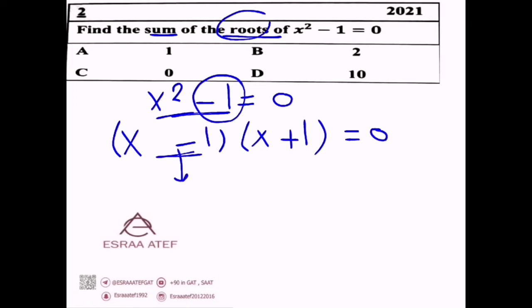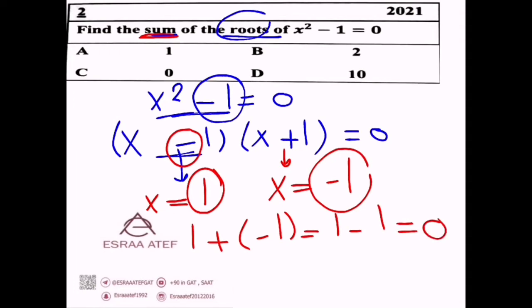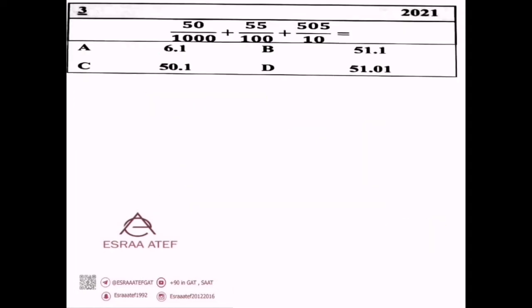Now we can solve each one. x minus 1 equals 0, which means x equals 1, we opposite the signs. And here x plus 1 equals 0, so x equals negative 1. So the roots are 1 and negative 1. He needs me to get the sum of them. So 1 plus negative 1, which means 1 minus 1, which means 0. So the answer will be 0.